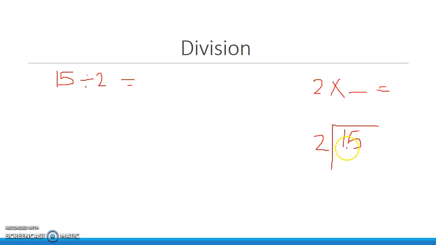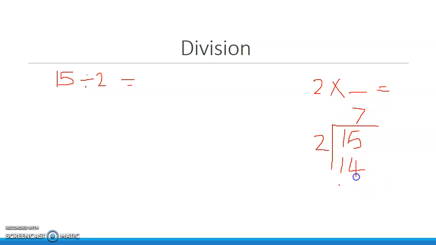Otherwise, look for a number that is smaller than the dividend. 2 ones are 2, 2 twos are 4, 2 threes are 6, 2 fours are 8, 2 fives are 10, 2 sixes are 12, 2 sevens are 14, 2 eights are 16. You can see 2 into 8 is greater than 15. So we need a number that is smaller than 15. 2 into 7 is 14.